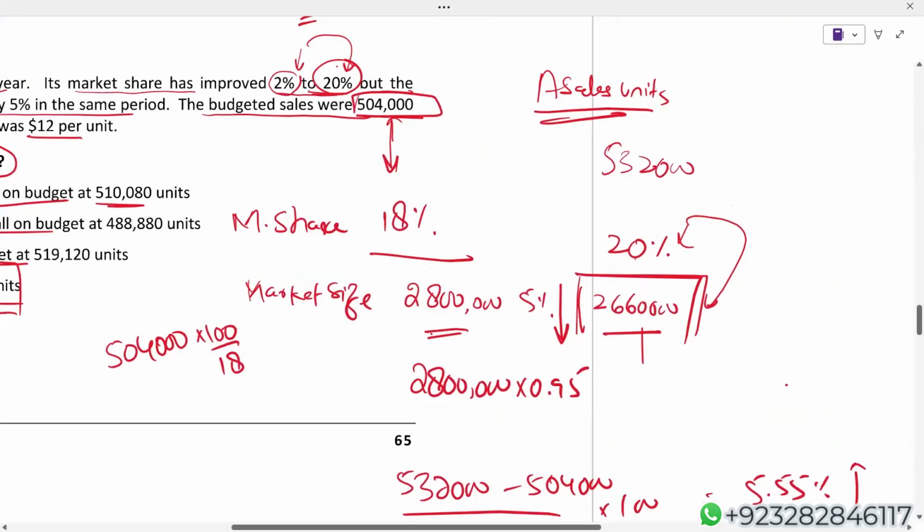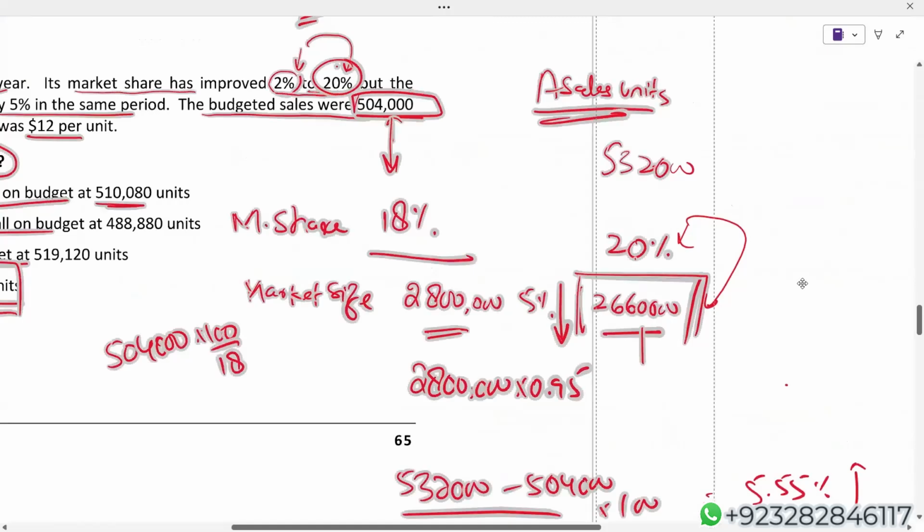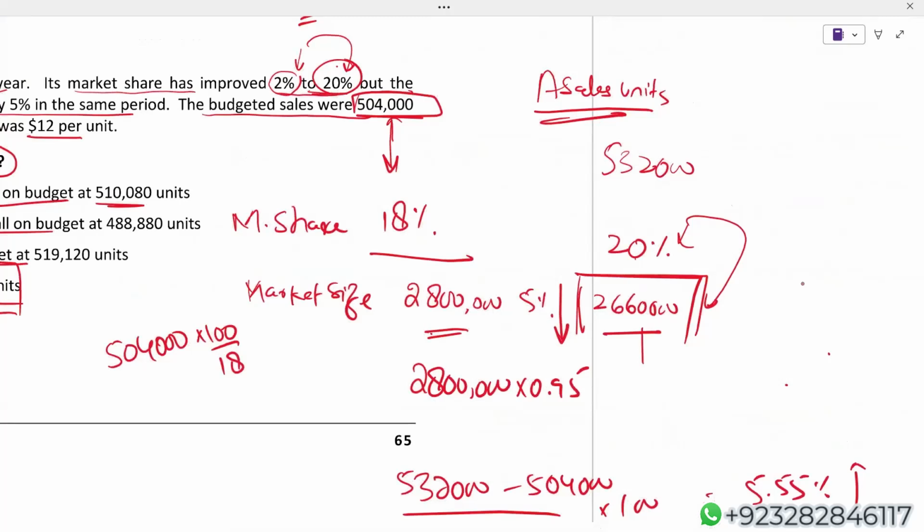Basically, the question says originally we had a market share of 18%. So 5,04,000 units represent 18% of the market. For finding out the market size, 100%, we just did one thing. We grossed up 5,04,000 units from 18% to 100%. So the market size is 2.8 million units.